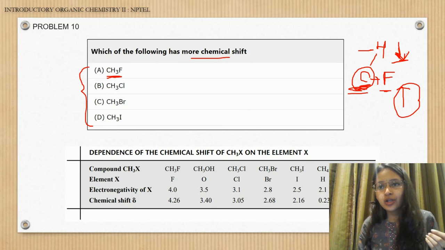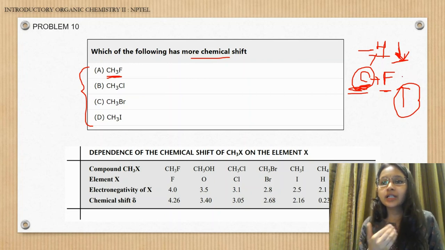So that is why it is not opposing the applied magnetic field completely. And now the applied magnetic field is the only magnetic field which is experienced by this proton. So it is very high. That is why the proton will become de-shielded, that is electron deficient. It is electron deficient, that is why it is resonating at a higher resonance frequency.